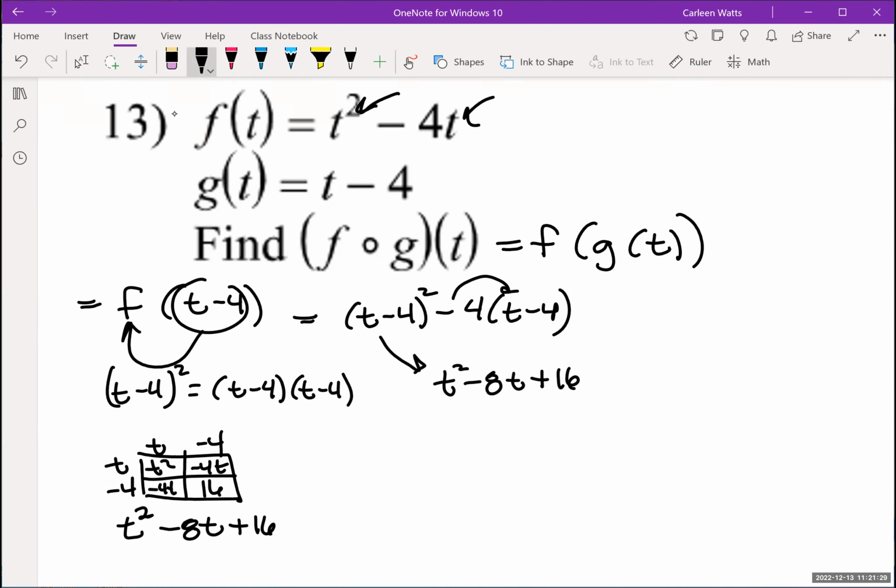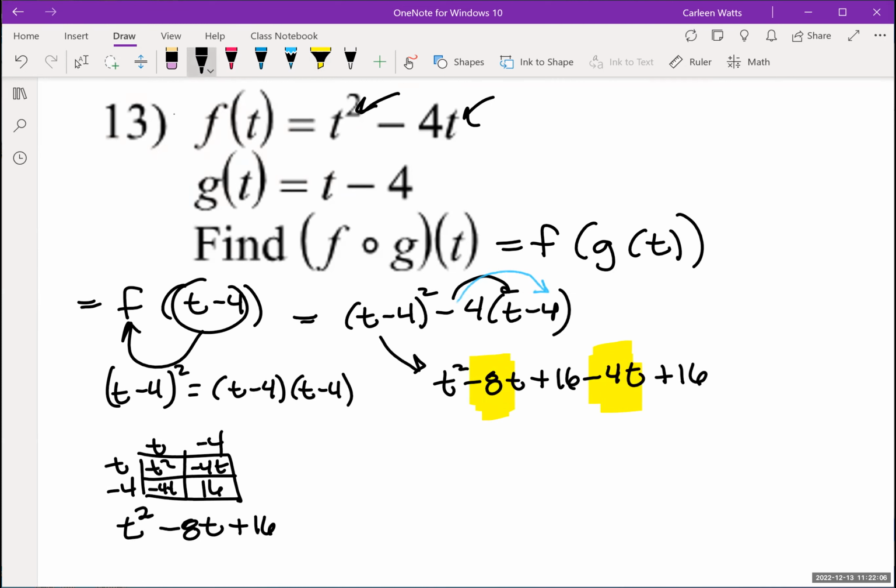I'm going to distribute minus 4t. And I'm going to distribute -4 times -4, which is positive 16. Combine like terms.